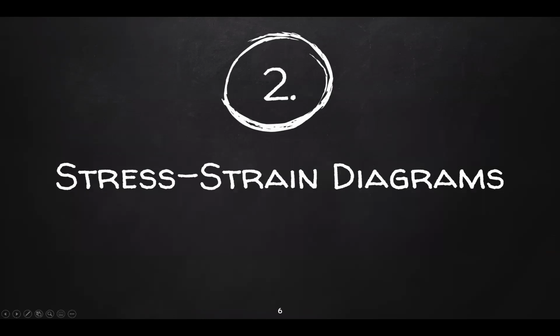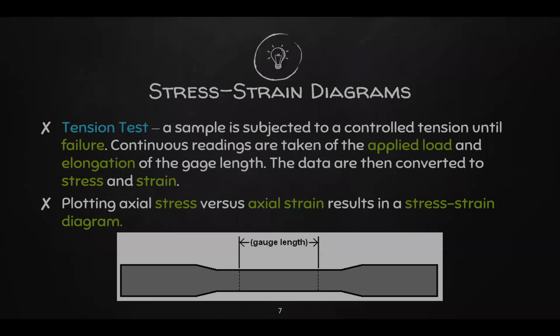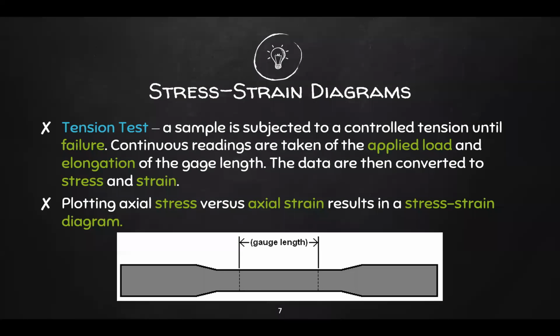Now let's talk about your stress strain diagram. So to get a stress strain diagram, you do what we call a tension test. For a tension test, a sample is subjected to a controlled tension until failure. So continuous readings are taken of the applied load and elongation of the gauge length. The data are then converted to stress and strain. So from load and elongation, you're going to compute stress and strain. Okay. And the equations were already given earlier and in your past topics.